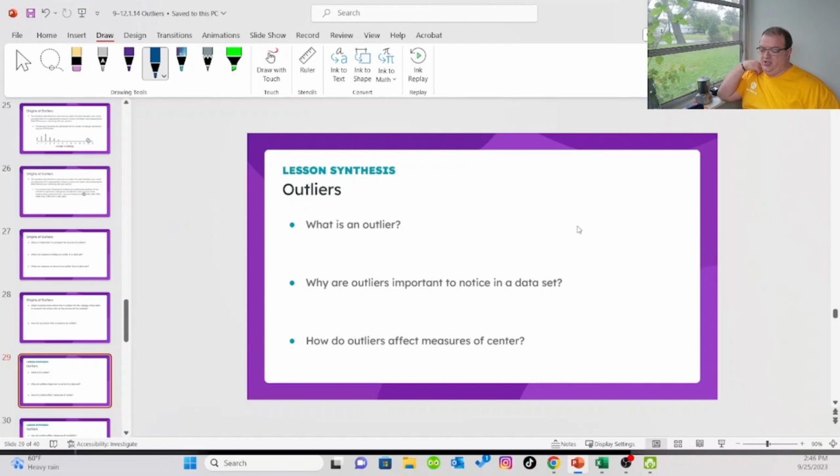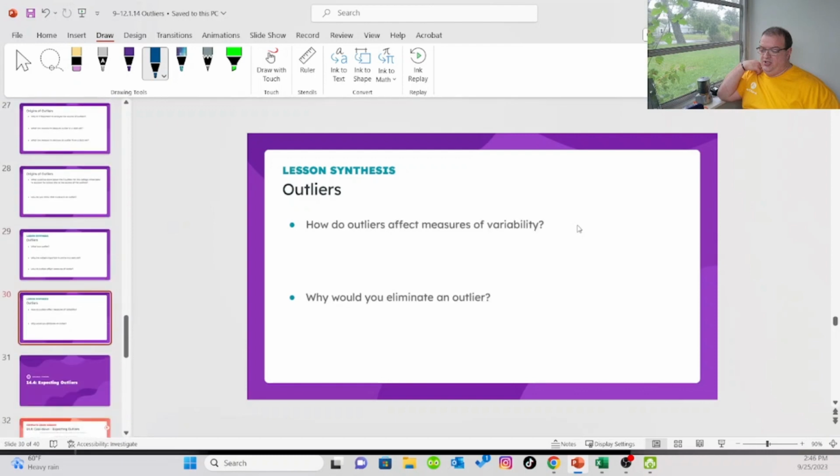How do outliers affect measures of center? Outliers affect the mean much more than they do the median, and they will pull the mean towards the outlier. So if the outlier is to the high side, it will pull the mean up and make it bigger than the median. If the outlier is to the low side, it will pull the mean down and make the mean less than the median. How do outliers affect measures of variability? They are going to affect the standard deviation and the MAD much more than they do the interquartile range, or the IQR.